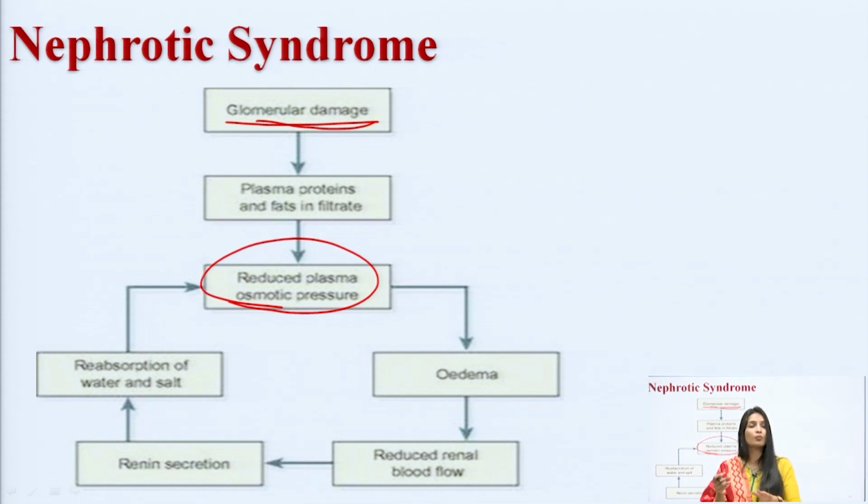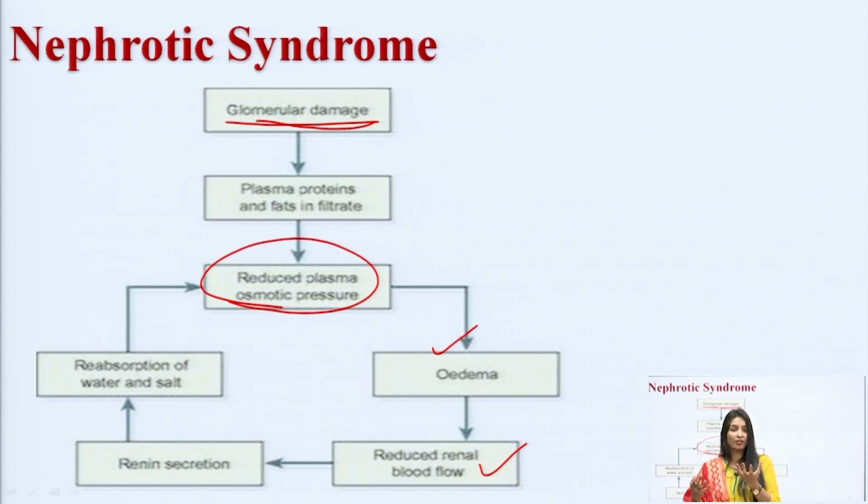When the plasma osmotic pressure has been decreased, what is going to happen? Edema, inflammation. Next, it reduces the renal blood flow. When the osmotic pressure decreases, edema is produced. When edema is produced, the renal blood flow decreases. When renal blood flow decreases, renin is secreted. When renin is secreted, what happens? Angiotensin 1 is converted to angiotensin 2.